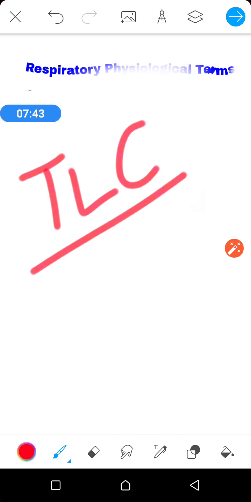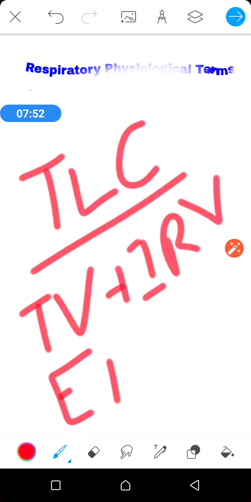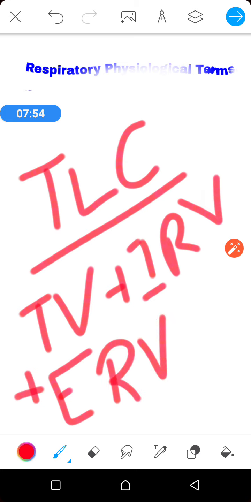This is the sum of all the four terms that you have learned. That is tidal volume plus inspiratory reserve volume plus expiratory reserve volume and the residual volume, of course.